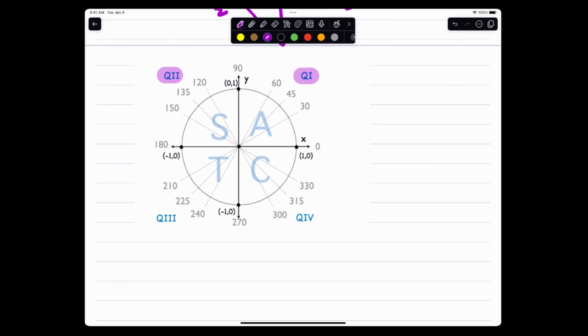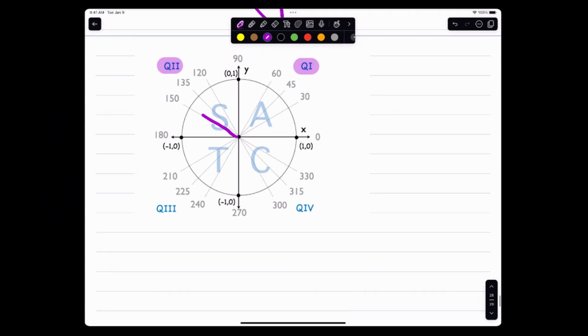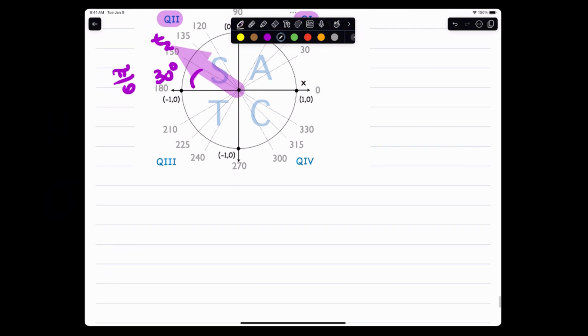So if the reference angle is 30 degrees, here's what we're saying now. Here's that reference angle again, 30 degrees, or pi over 6. How do you guys find a solution here, that second solution in quadrant 2? Do you guys remember that equation? That's going to be pi minus the reference angle here.